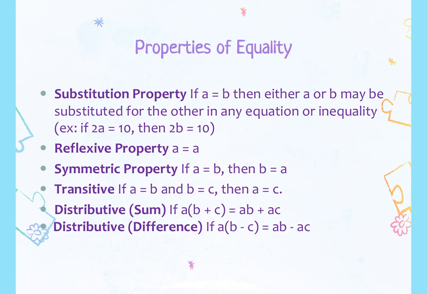All right, then comes substitution, reflexive, symmetric, transitive, and distributive sum and distributive difference. The first one is substitution. It says if A equals B, then either A or B may be substituted for the other in any equation or equality. For example, if A equals B, then 2A equals 10. I can also use B in the place of A if A equals B. So in the place of this A, I can substitute B, and that's called substitution.